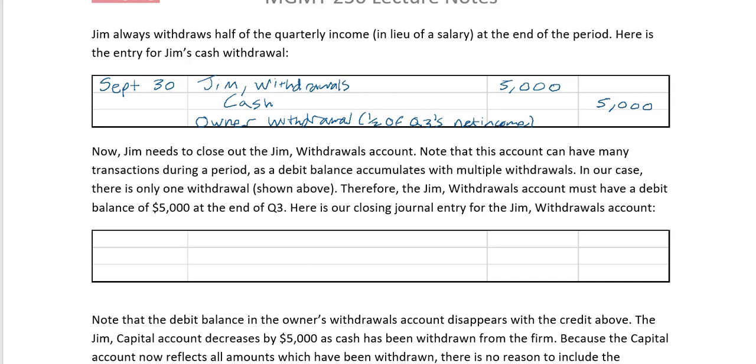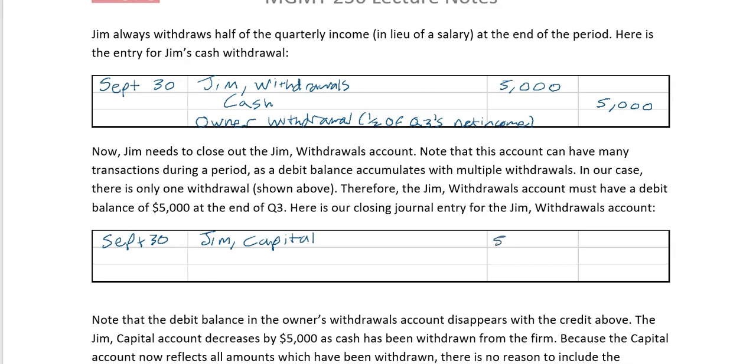Note that this account can have many transactions during a period, as a debit balance accumulates with multiple withdrawals. In our case, there's only one withdrawal shown above in our journal entry. Therefore, the Jim withdrawals account must have a debit balance of $5,000 at the end of quarter 3. And here is our closing journal entry for the Jim withdrawals account. So what's going to happen here is we're going to close this one directly into capital. There's no reason to go through a holding tank with this one, or income summary.